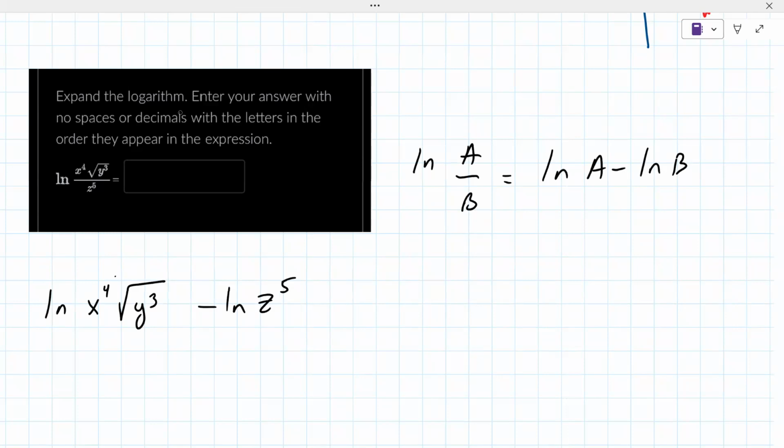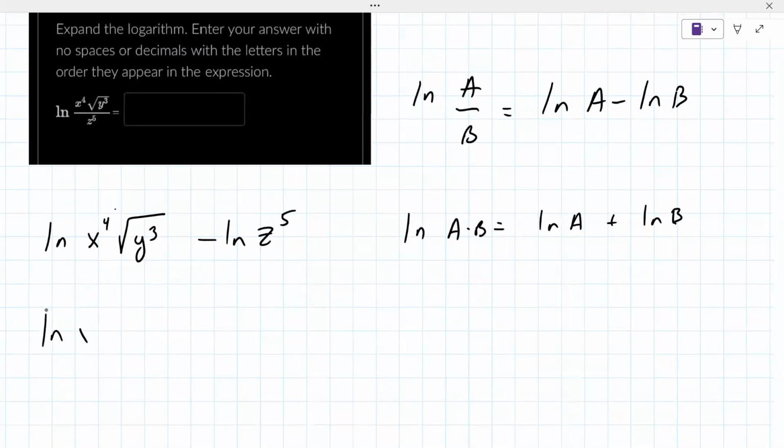Is that okay? All right, the next thing we're going to do is the natural log of A times B becomes the natural log of A plus the natural log of B. That applies to the one on the left here. It becomes the natural log of x to the fourth plus the natural log of the square root of y cubed minus the natural log of z to the fifth.